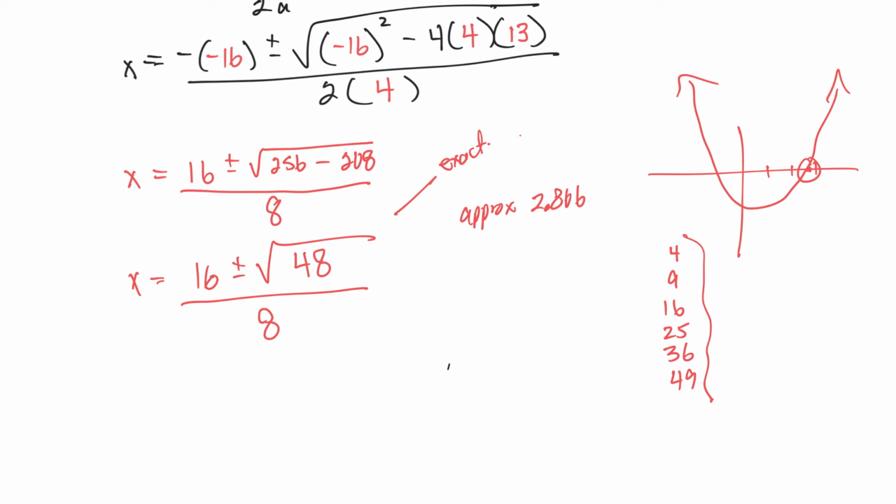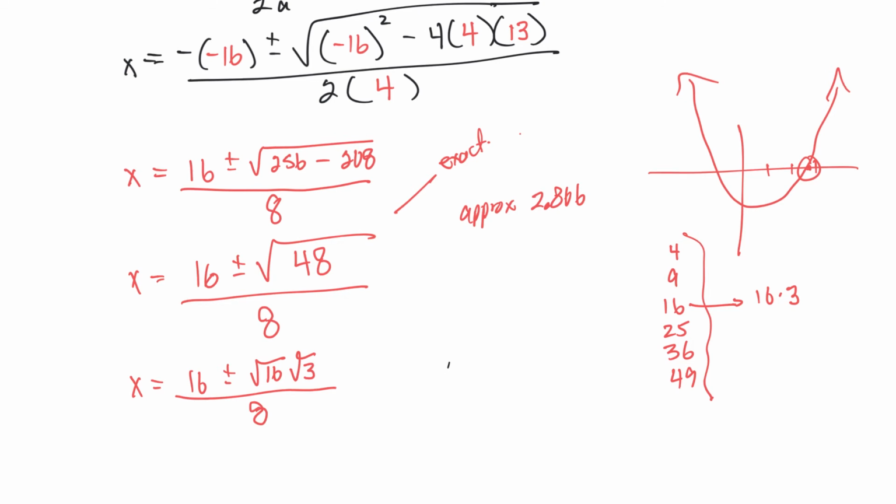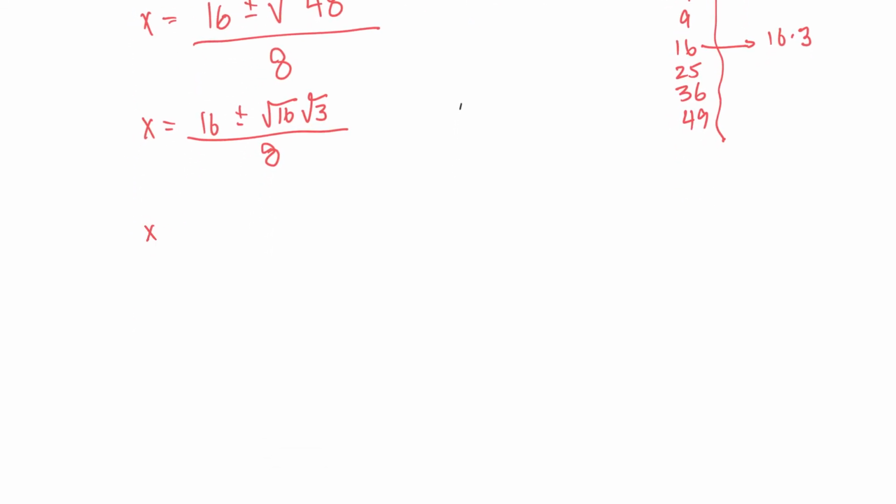Okay, so let me get rid of that canceling thing. All right, so let's see if we can. 16 plus or minus. Now 48, I think, is 16 times 3. So I could rewrite the square root of 48 as the square root of 16 times the square root of 3, all over 8. Okay, keep going. Use lots of paper here. x is equal to 16 plus or minus, the square root of 16 is 4, root 3, all over 8. Now, because that 4 is outside the radical, now I can do some canceling. But I can't just cancel, like I said before, the 8 into just the 16 or into the 4. I have to go into both of them.